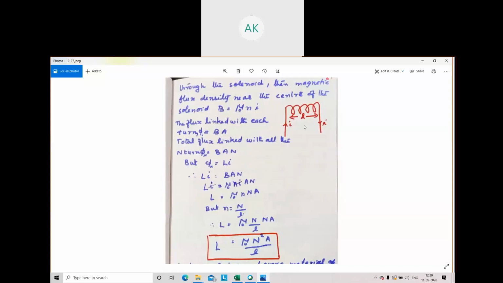So it is a solenoid now. What is the magnetic field inside the solenoid? B equals mu 0 n I. We have already studied this.